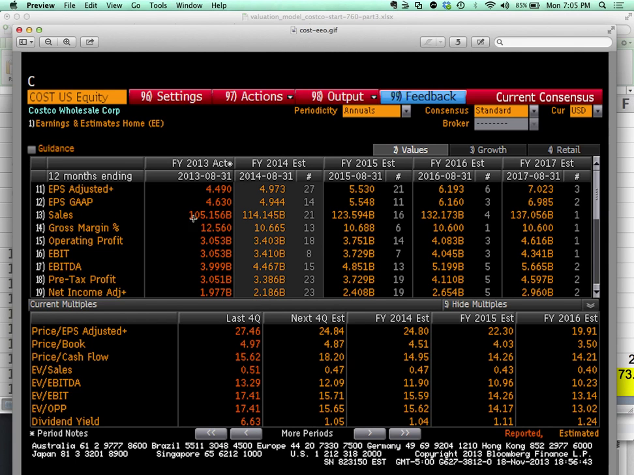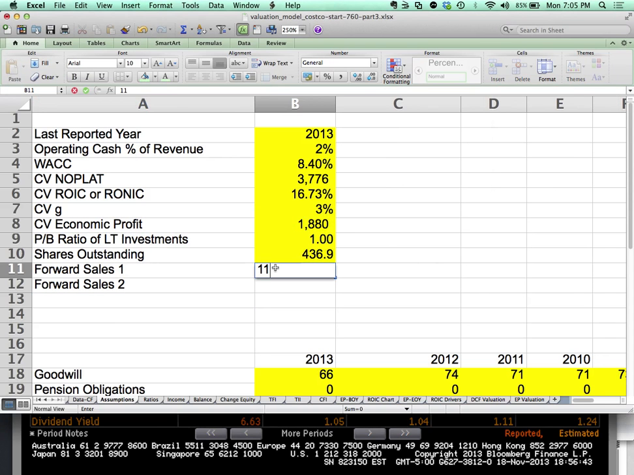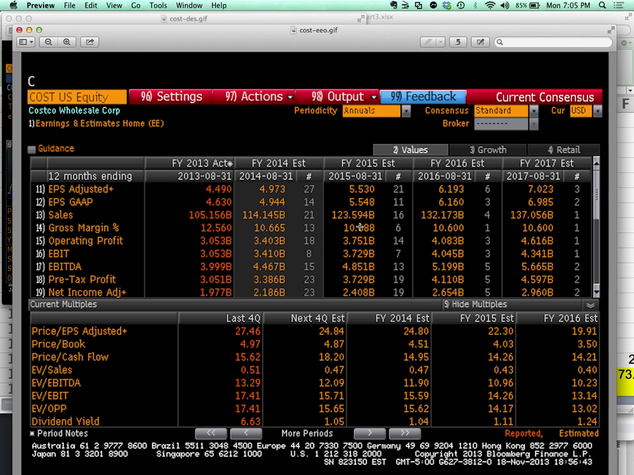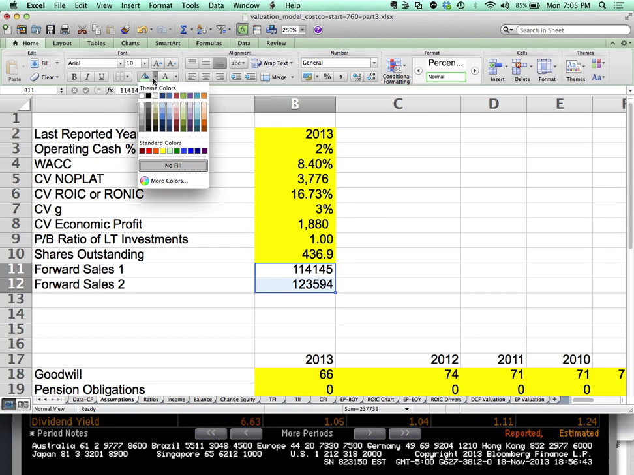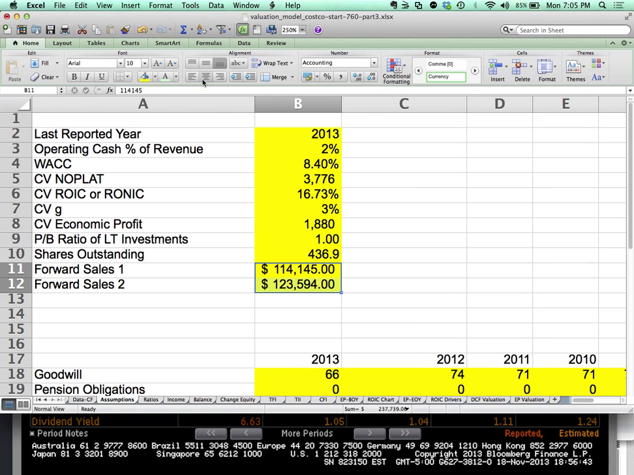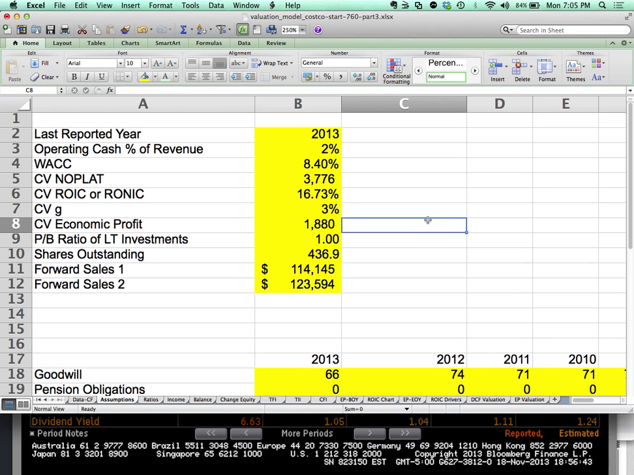Okay, so I'm going to write it in here, 114,145. That's the expected revenue for Costco in forward year 1, and 123,594. That's the expected revenue for Costco in forward year 2. I'm going to make these yellow cells. Put some dollar signs out there. And that is the expectation for revenue for the next 2 years. Questions about those two numbers?